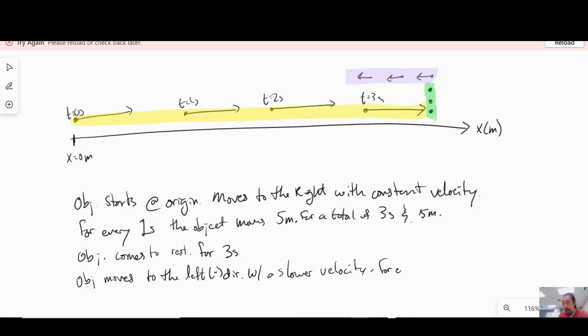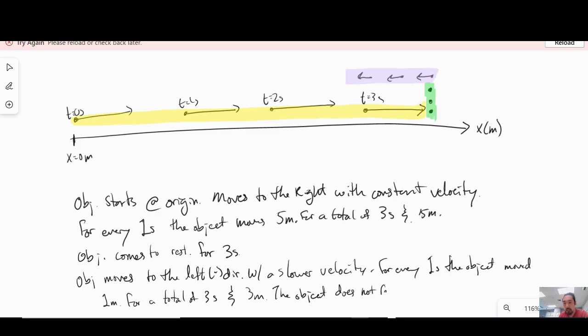We can say for every 1 second, the object moves, let's just say 1 meter, for a total of 3 seconds and 3 meters. Okay, and we can also say the object does not return to the origin. And boom, wow, this here is really solid.